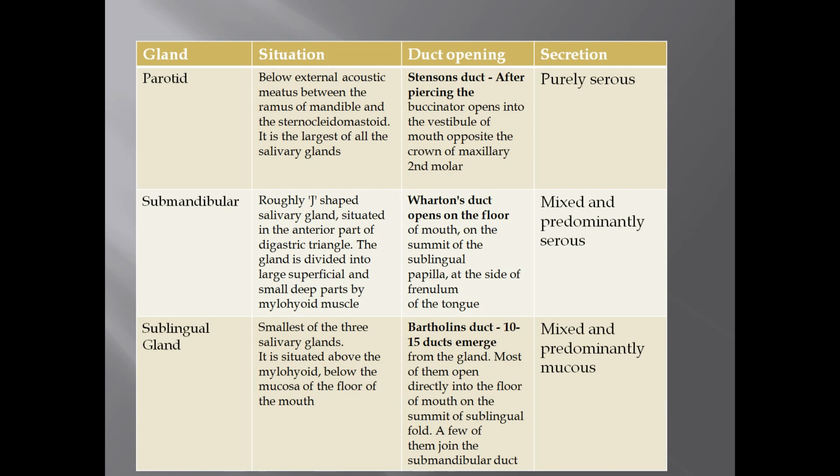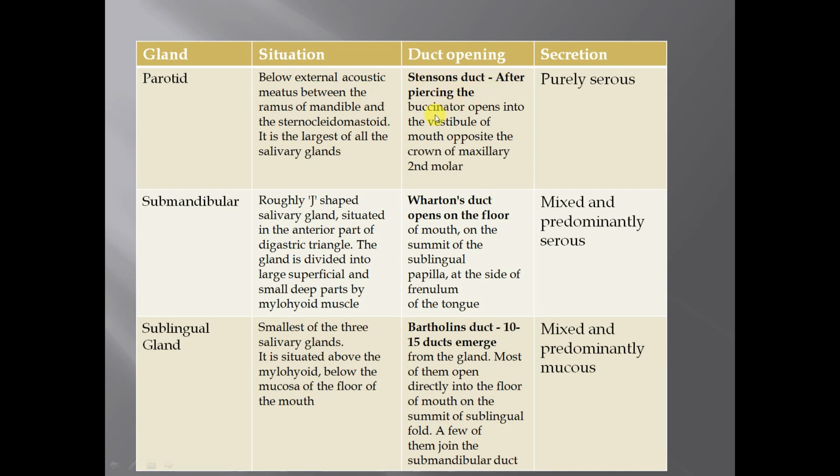So these are the glands, where they are situated, their duct openings and their secretions. Coming on to the parotid, it has two parts, as I've already told you: a superficial part and a deep part. The superficial part is located in front of the ear, while the deep part lies behind the ramus of the mandible. It is the largest gland of all. The submandibular gland is J shaped, and it is divided into a large superficial part and a small deep part by the mylohyoid muscle.